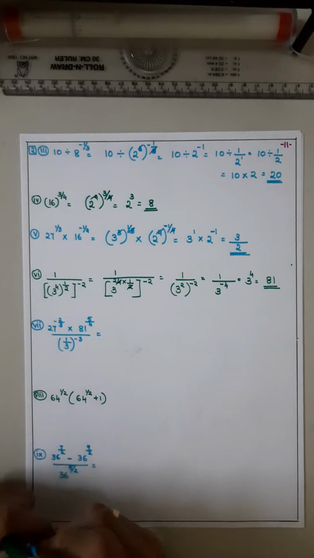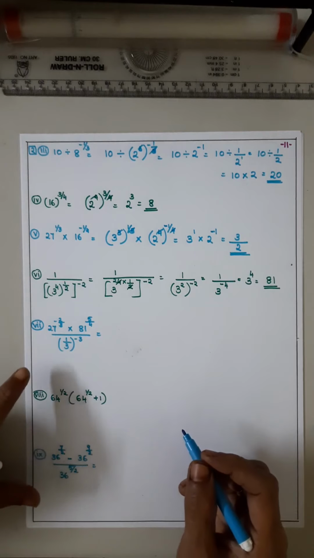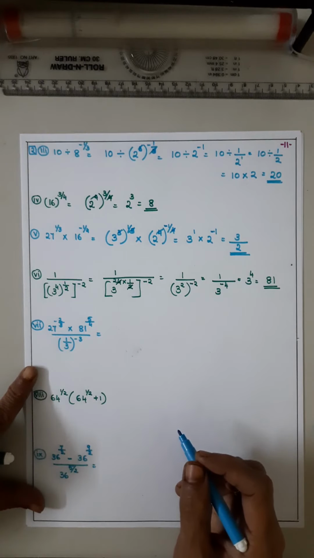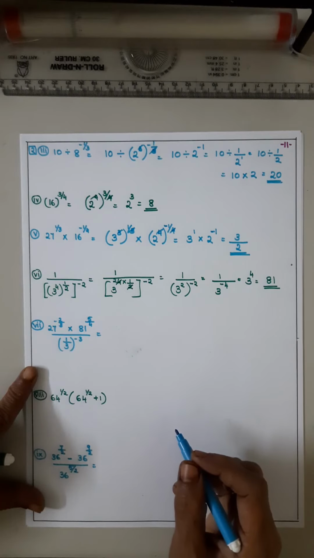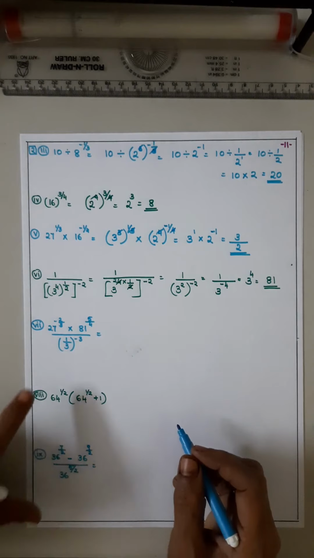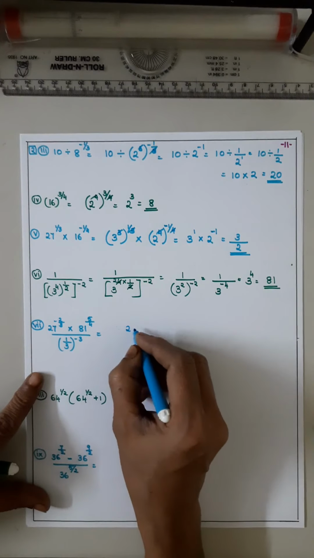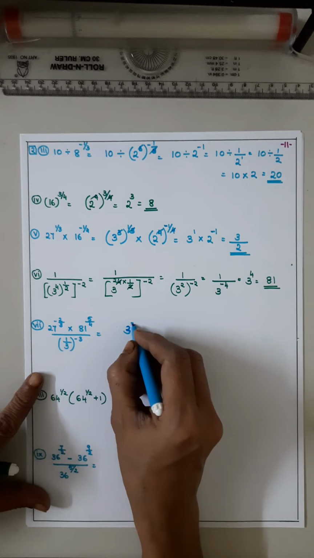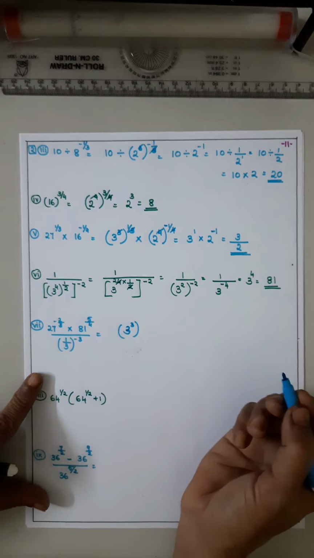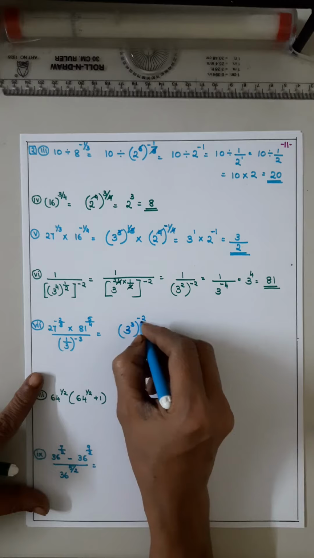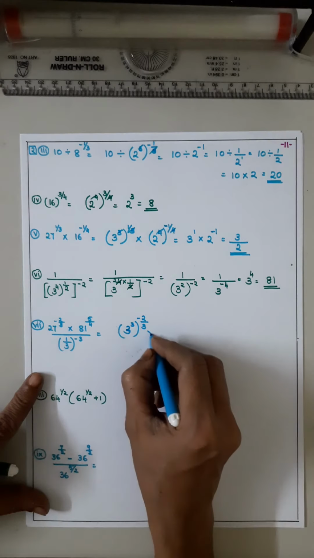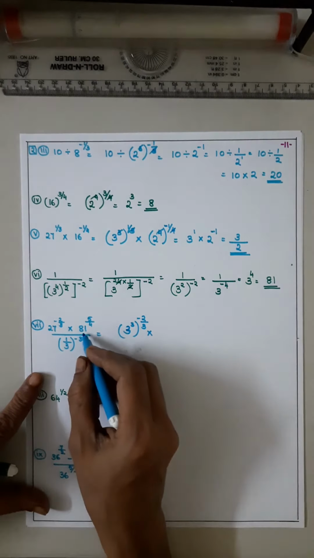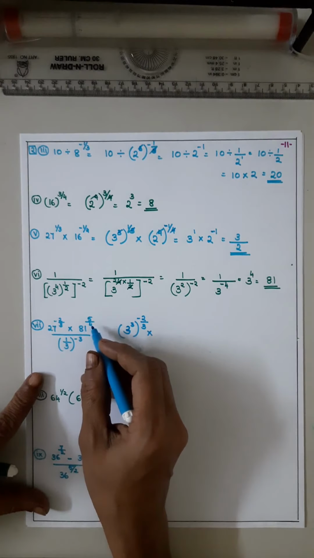It is 27 to the power minus 2 by 3 into 81 to the power 5 by 4 upon 1 by 3 the whole power minus 3. 27 can be written as 3 to the power 3. Then minus 2 by 3, into 81 which is whose power 4.